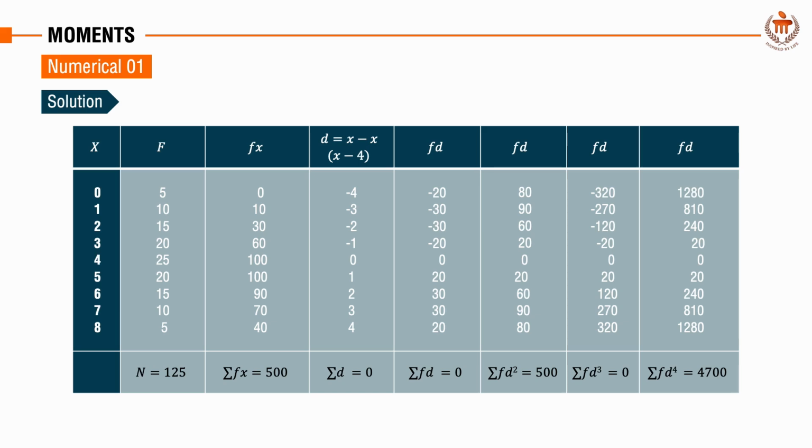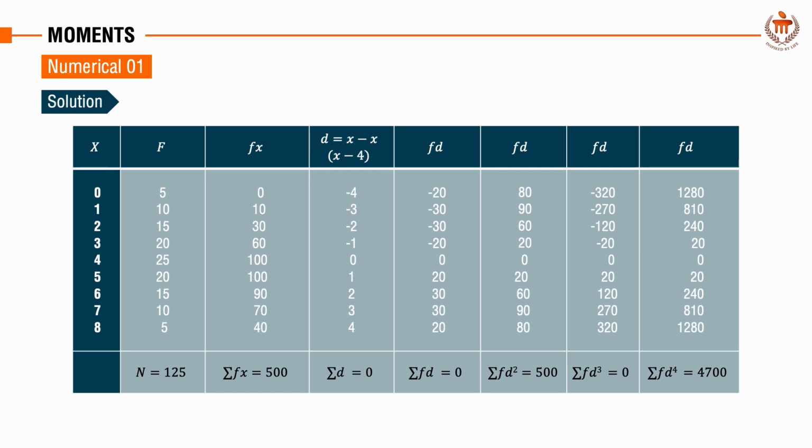Then here we got this value called f into d, and then we can calculate the next value here, which is f into d square, where d square is 16. 16 into 5 would be 80. Then again, 3 square is 9. 9 into 10 would be 90. Then minus 2 square is 4, 4 into 15 will be 60.